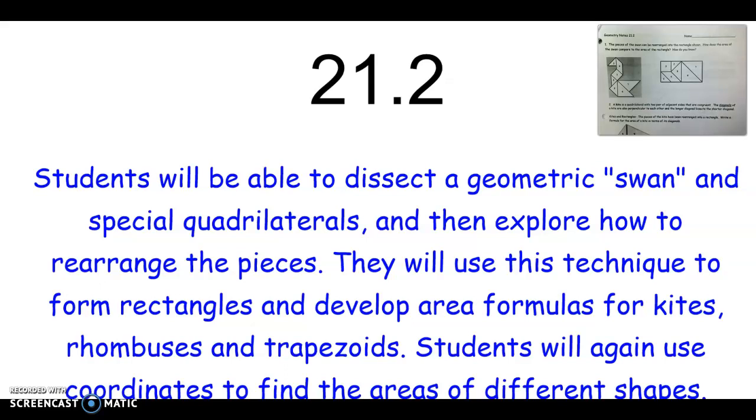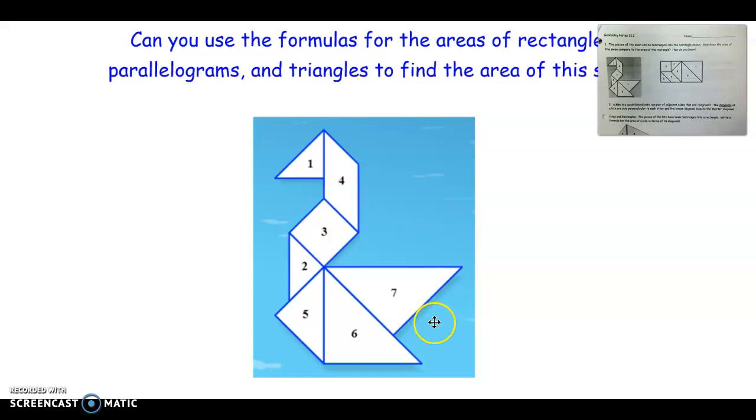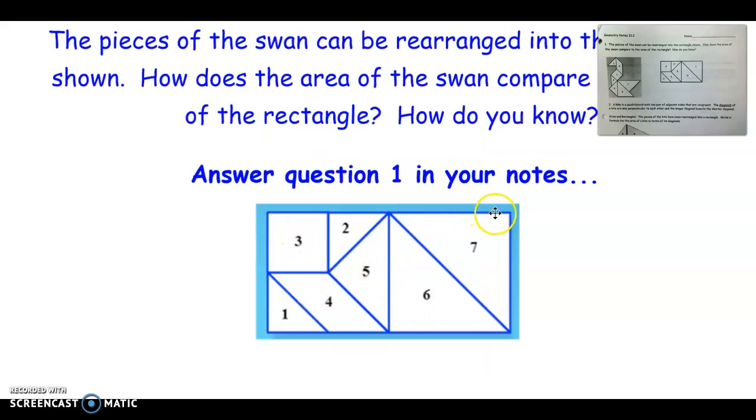This is lesson 21.2. In this lesson, we're going to be rearranging pieces of figures into rectangles and seeing how the formulas for area were developed. So we're starting off looking at a figure that kind of looks like a swan, but the swan is made up of figures that we already know how to find the area of, like triangles and parallelograms and squares. But we can also take those same pieces and rearrange them into a rectangle and find the area of the rectangle. So how did the area of the swan compare to the area of the rectangle?